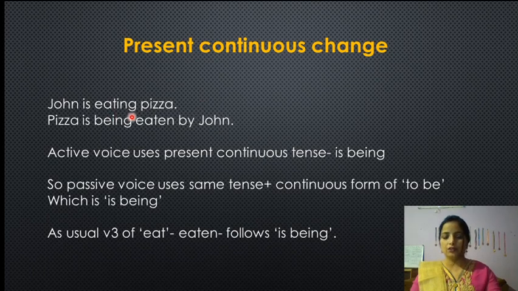So any action that is going on is known as continuous. Okay, present continuous, it's printed as "change", but it should be "tense". Okay, never mind that. So we are in present continuous tense. John is eating pizza. Now how does the passive voice happen? Pizza comes in place of John. Is remains as it is because John is singular, masculine, and pizza is also singular, third person. So eating, okay, what happens to ing? Here, the to be form is turning into being eaten by John.